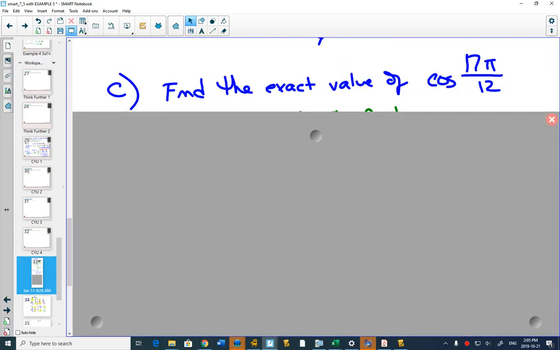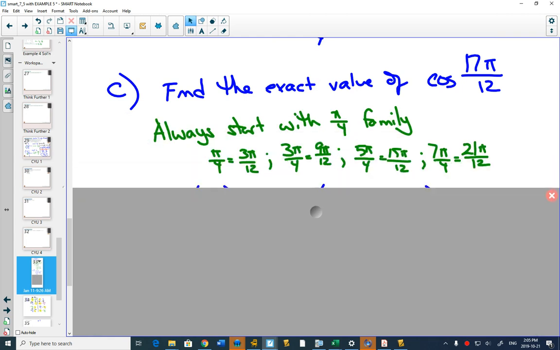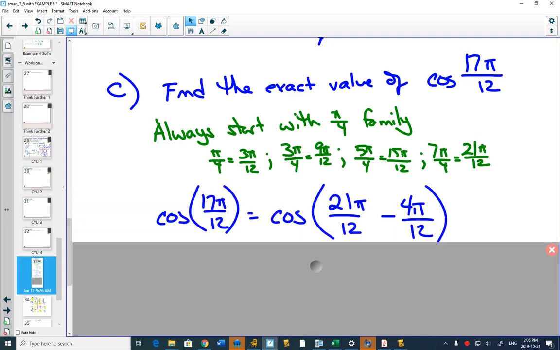Okay, we want to find the exact value of cos of pi over 12. The hint, always start with a pi over 4 family. Doesn't matter which one. Pi over 4, 3 pi over 4, 5 pi over 4, and 7 pi over 4. And you can go beyond that if you want. So here I happen to choose 7 pi over 4. Well, 7 pi over 4 is too much, 21. I'd have to subtract 4 to get to 17.